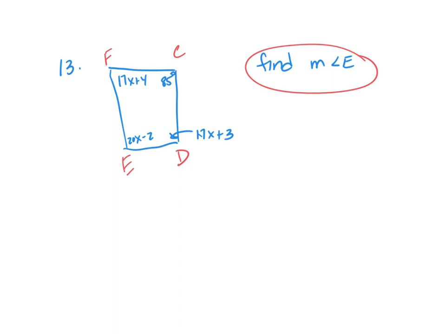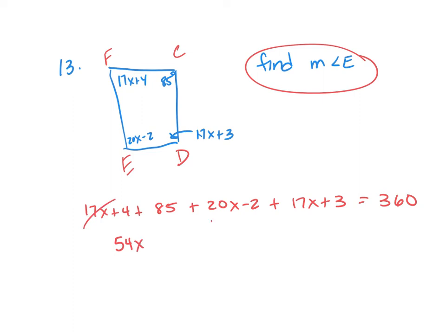All right, so still the same rule. We've got all of that mess, 17x plus 4 plus 85 plus 20x minus 2 plus 17x plus 3 equals 360. And then we go ahead and combine what we can. So all the x's is 54x, I believe. Somebody check that for me. 54x. So those are all the x's. And then 4 plus 85 is 89, minus 2 is 87, plus 3 is 90. Yep, it's 90. Equals 360.